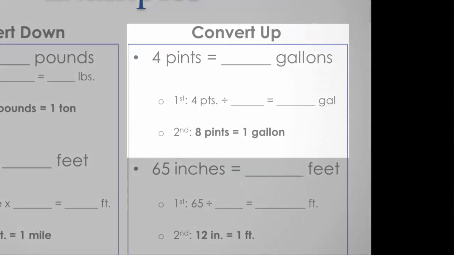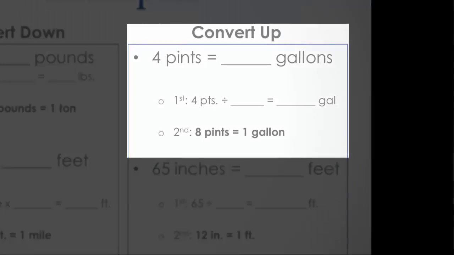Now let's look on the right side. Here we're going to convert up. In other words, we're going to go from smaller measurements to larger measurements. My first example is 4 pints equals blank gallons. As I look at this, I want to notice pints and gallons. Pints, I know, I have 4 of those, but I don't know gallons. So this means I'm going from a smaller measurement, pints, up to a larger measurement, gallons, which I don't know. That tells me I need to use division. Remember, when we convert up, we need to divide.